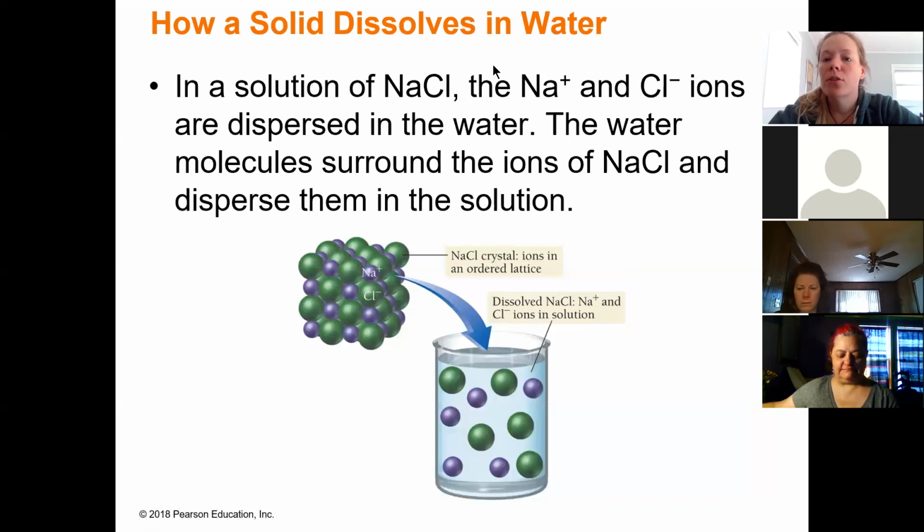So when you have a solution of sodium chloride, it will break apart into the ions. So it's not breaking apart into Na and Cl, it's breaking apart into Na plus and Cl minus. And these will be evenly dispersed throughout the water.